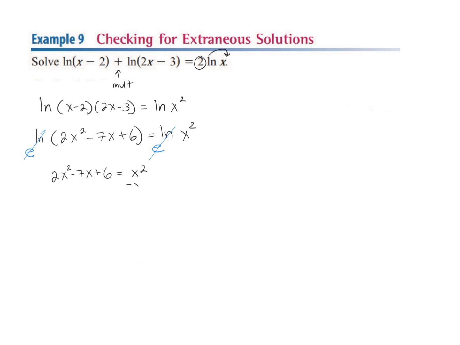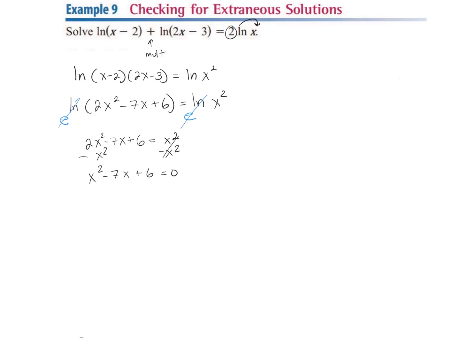I'm going to go ahead and subtract the x squared on both sides. So I will get x squared minus 7x plus 6 is equal to 0. Now I'm just going to factor this problem. So I'm going to get x minus 6, x minus 1 is equal to 0. So each parenthesis, we're going to set equal to 0.